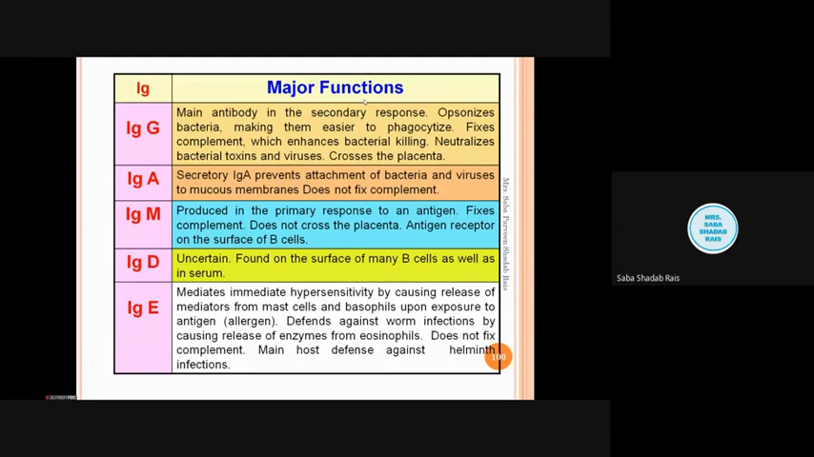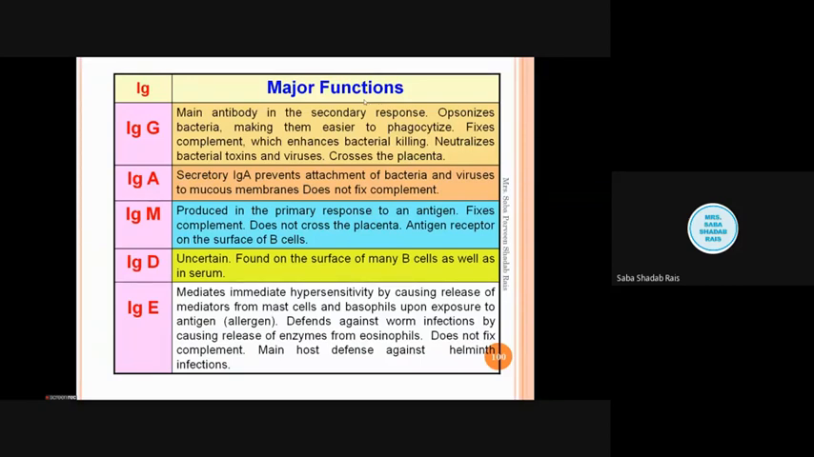And moreover in the serum. Then when we talk about IgM, the primary response, it can fix the complement, it cannot cross the placenta, but it can be formed by the fetus in certain types of infection. It can act as the antigen receptor on the B cell, and when it is present on the B cell, it is in the monomeric form, but if it is present in the serum, it is in the pentamer form, and all 5 molecules are joined together by the J chain.